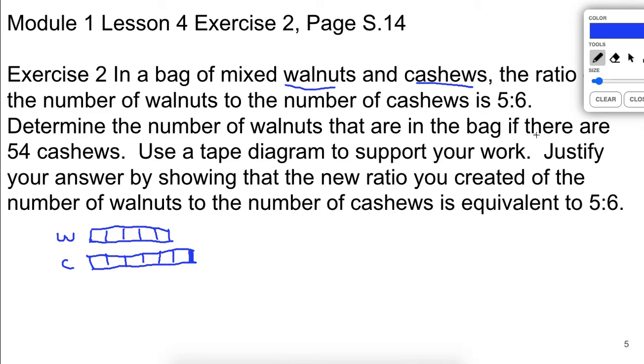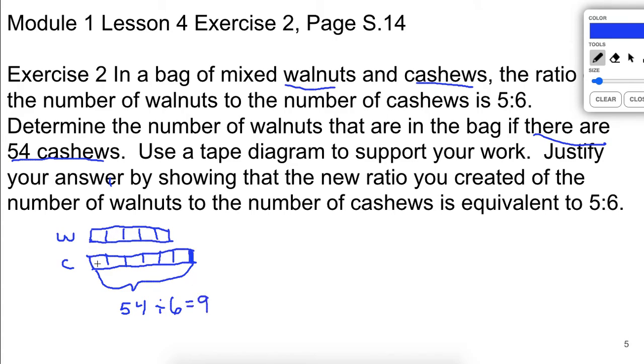And we know in this case that there are 54 cashews. So that's the number of cashews down here. We know that that is a total of 54. So that tells us we're splitting the cashews up by 6. So we need to ask ourselves, what is 54 divided by 6? And that is 9.